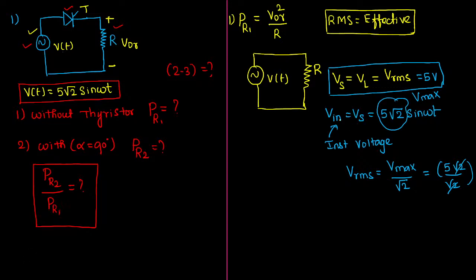Okay, sir. Now, how do I calculate the power consumed by the resistor? That is very simple. The power consumed by the resistor in case number 1 equals V0 RMS squared divided by R. What is the value of the output RMS voltage? 5 volts. So 5 squared divided by R. Treat this as equation number 1. That's all. The first case is the normal case.